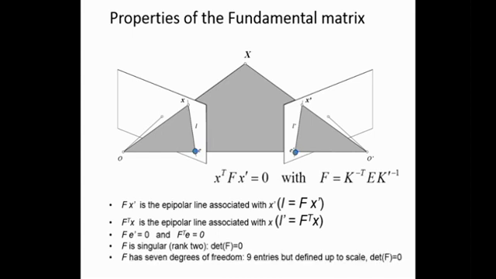And F has 7 degrees of freedom. It has 9 entries, but it's defined up to a scale, which removes 1 degree of freedom. And also the determinant of F is equal to 0, which removes another degree of freedom. E has additional constraints on it. For example, both of the two non-zero singular values must be equal. And then there are additional constraints that bring it down to 5 degrees of freedom.